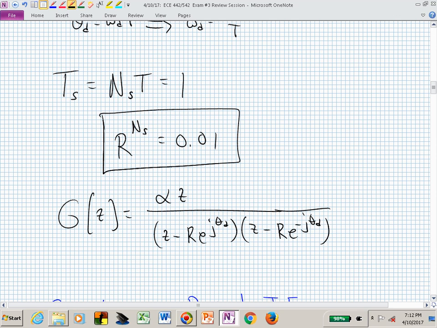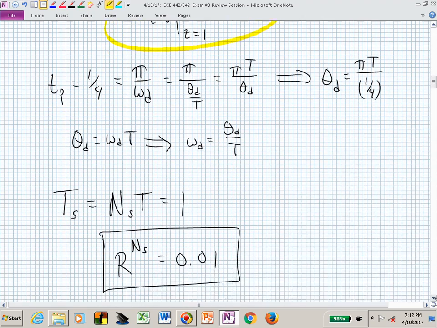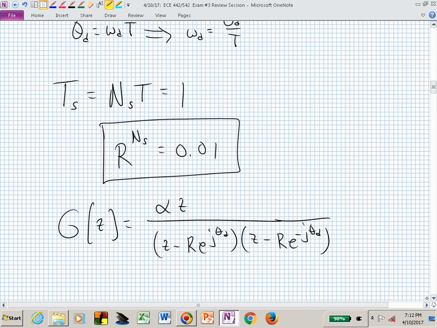And how would we find alpha? That's where this DC gain formula comes in. We know R, we know theta sub D, we know everything in the denominator. We can now replace Z with 1, set that equal to 3, and solve for alpha. And now we have identified that system that gave rise to that transient response.